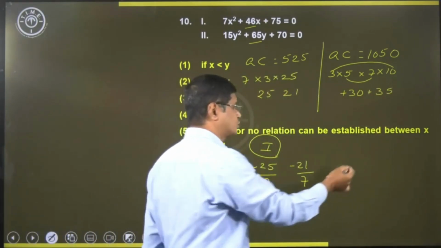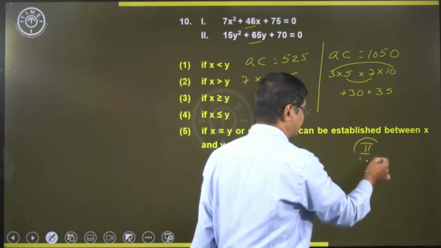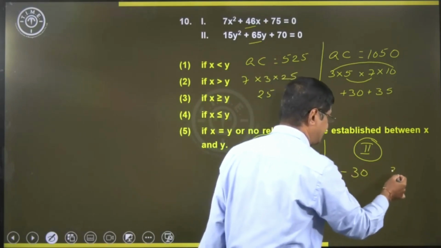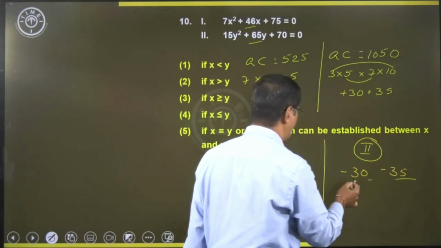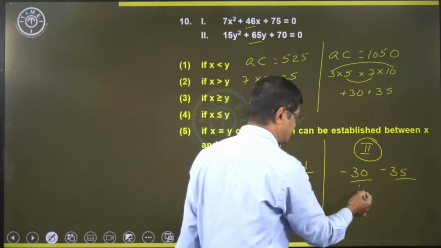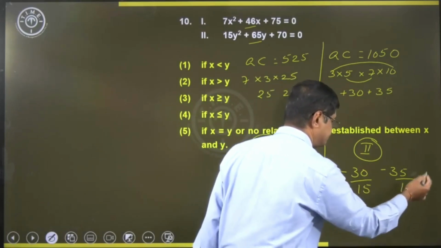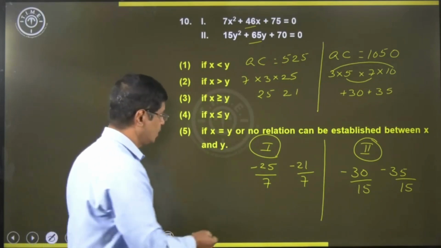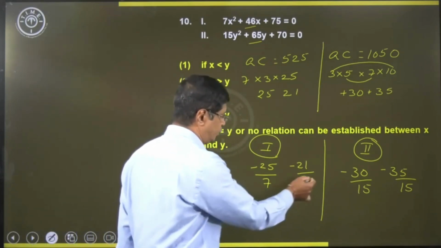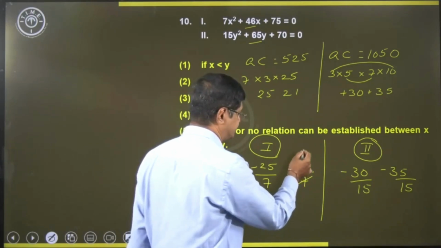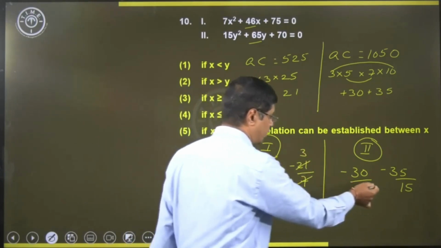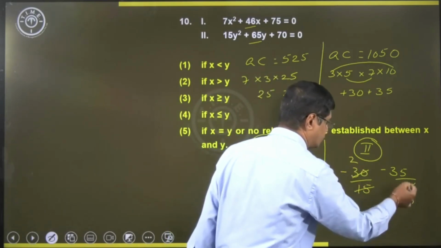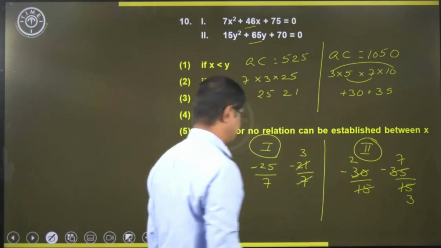Then the roots of the quadratic equation. Second quadratic equation roots: take the same numbers with opposite sign and divide with the coefficient of y square. Y square coefficient, that is 15. Simplify. What is the result? Here, it goes exactly how many times? 3 times. What about this? Exactly 2 times. Now 5, 3 times, 5, 7 times.